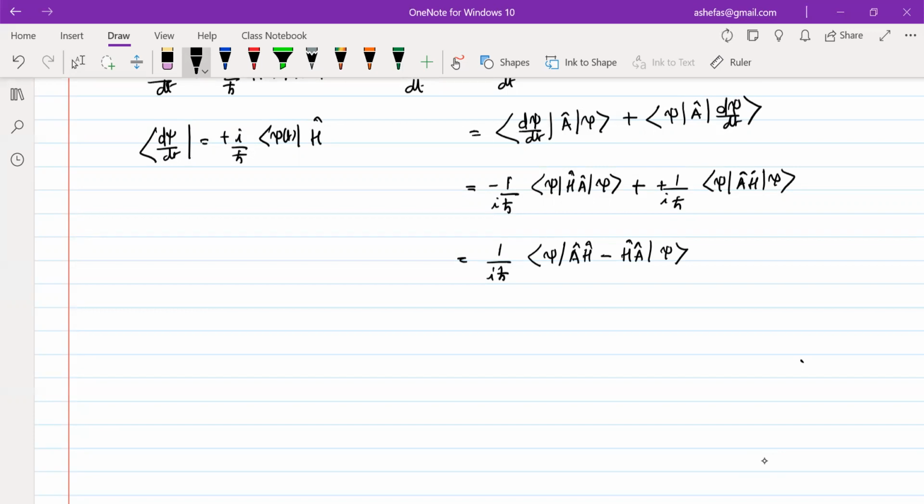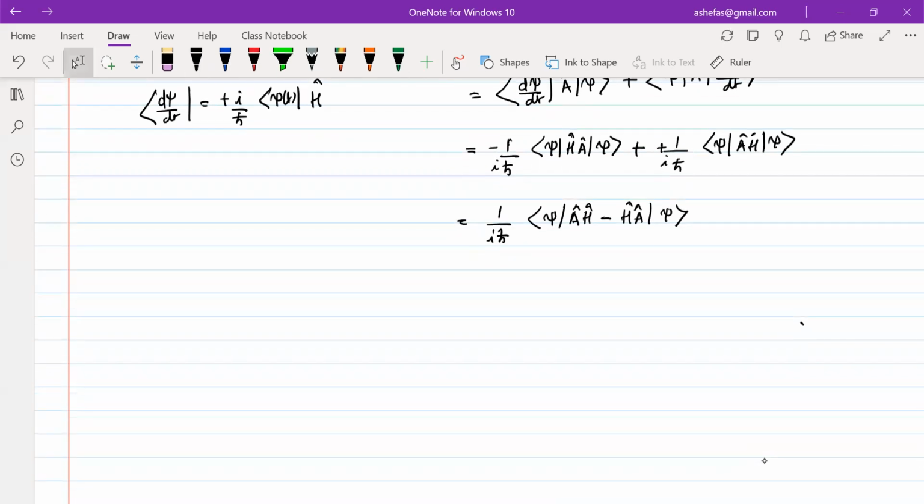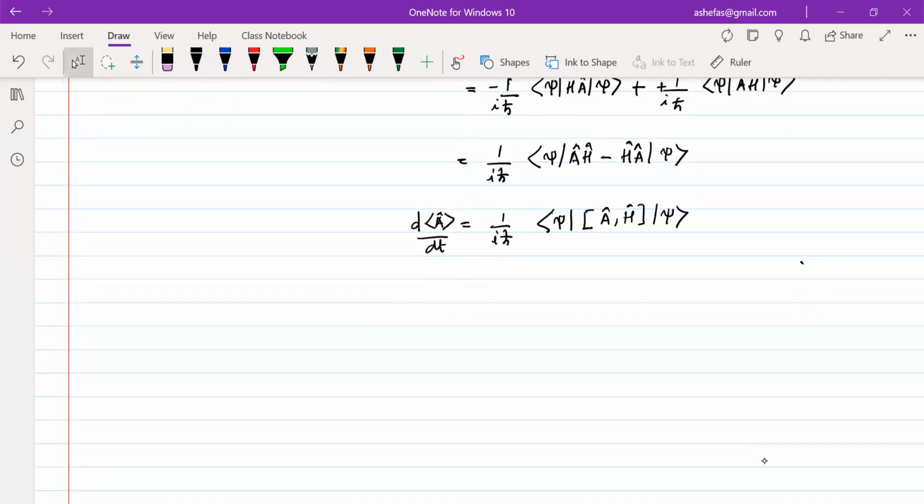So it becomes inner product ⟨ψ|A H|ψ⟩ minus inner product ⟨ψ|H A|ψ⟩. So that can be written as ⟨ψ|(AH − HA)|ψ⟩. So this is equal to 1/(iħ) times ⟨ψ|(AH − HA)|ψ⟩, and AH − HA is nothing but the commutator [A, H]. So what is on the left side is the time derivative of the expectation value of the operator.